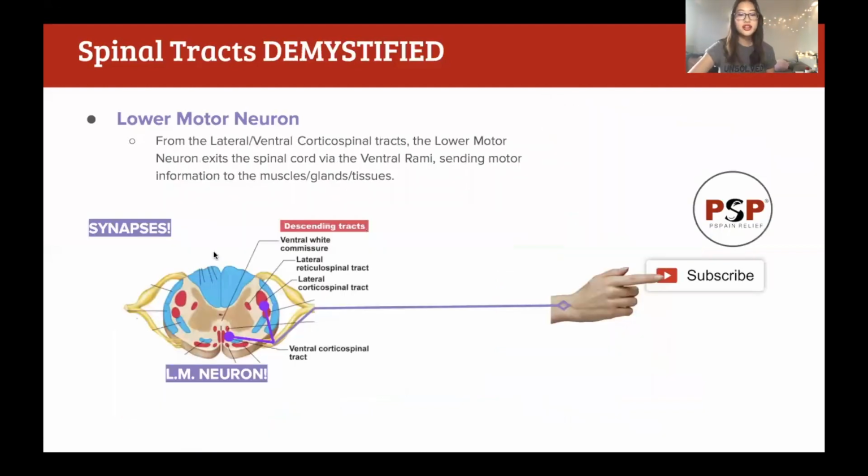Okay, and then next up, we just have a very simple path from the lateral or the ventral corticospinal tracts that go out through the ventral root, and they go straight into the muscles in your hands. For example, when you're smashing the subscribe button on the PS Pain Relief YouTube channel.